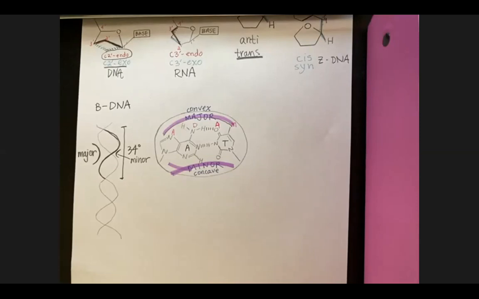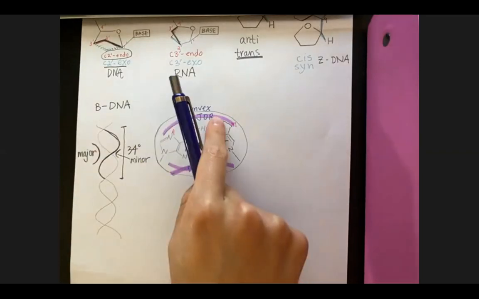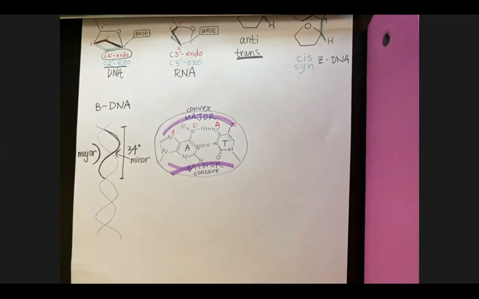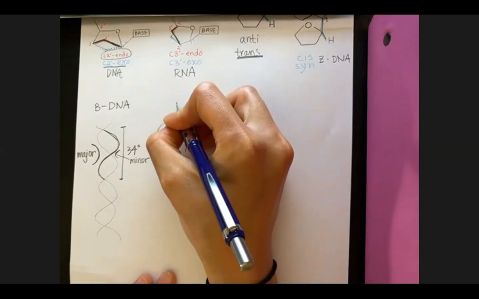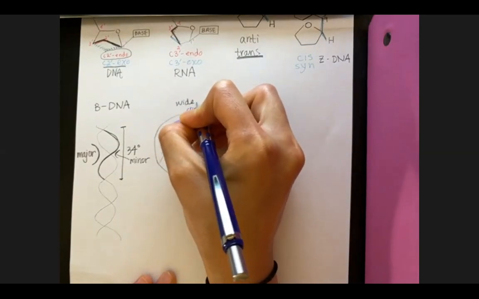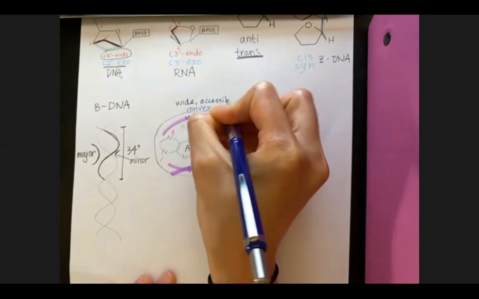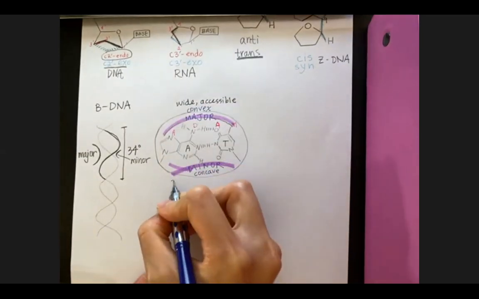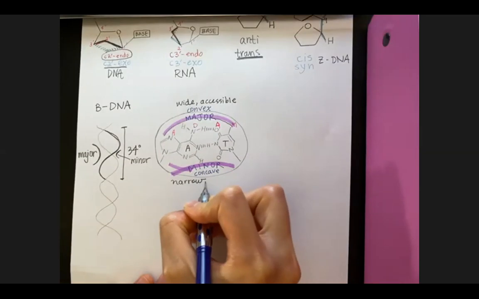It allows protein interactions for transcription factors, or it just allows protein specific interaction. Yeah, great. That's exactly right. So yeah, regulatory proteins, you can fit an alpha helix nicely in here, for example. And this will all be interacting with the edges of the base pairs. In contrast, this one is accessible and wide, and then this is narrow and less accessible.